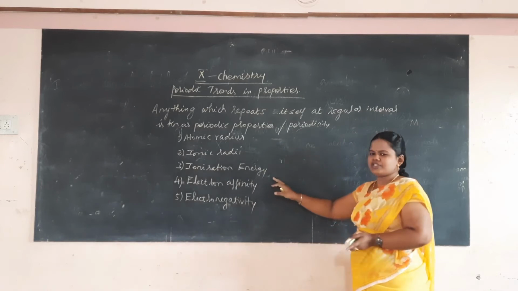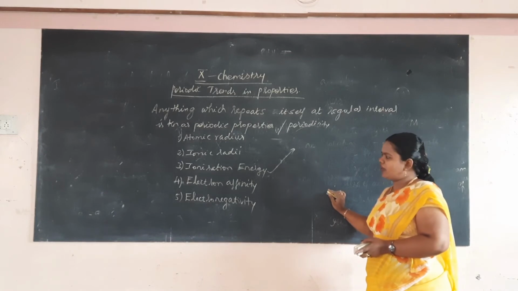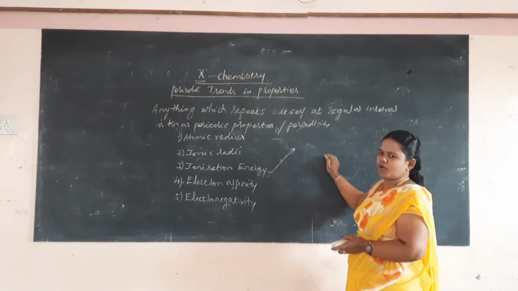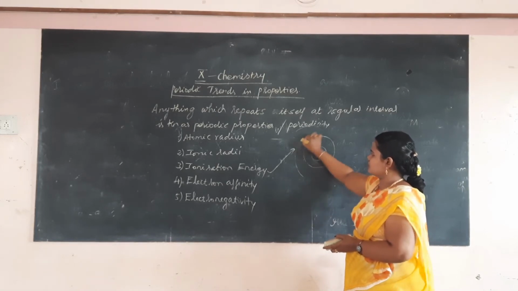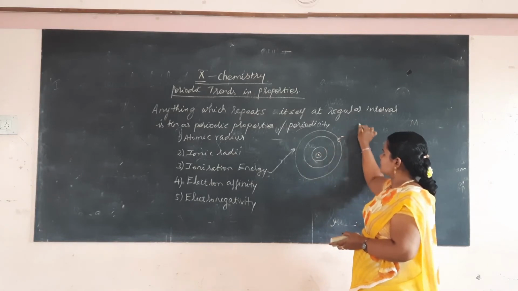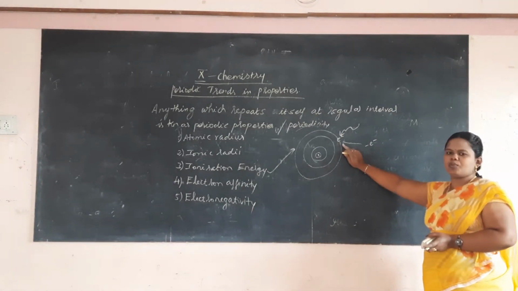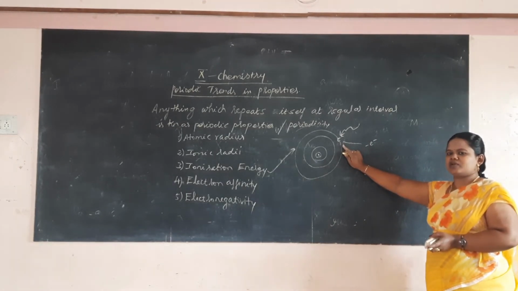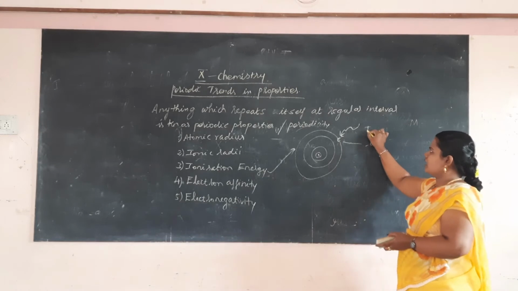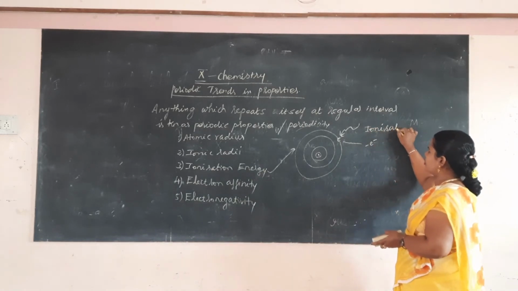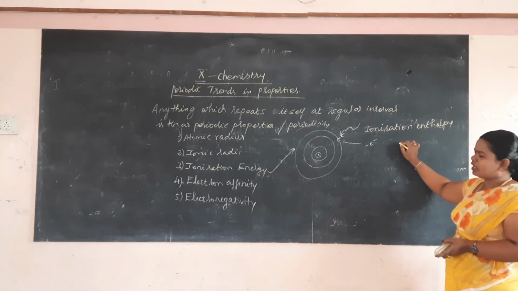And then we'll see the ionization energy. What is this ionization energy? The minimum amount of energy required to remove an electron, the most loosely bound electron, from an isolated neutral gaseous atom is known as ionization energy. So the amount of energy required to remove the most loosely bound electron from a neutral gaseous atom is called what? Ionization energy. So this ionization energy is also known as ionization enthalpy. It is another important concept. It is expressed in kilojoule per mole.